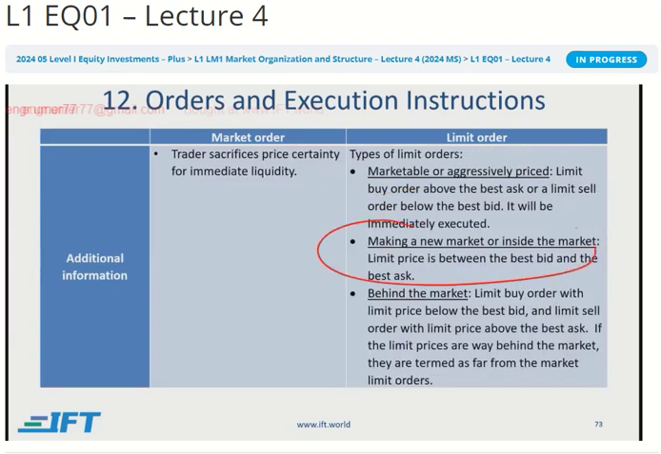Now, making a new market: if you're placing a limit order between the best bid and the best ask, right? So lowest ask, highest bid, if you place it between that, 100 in our example, that would be making a new market.